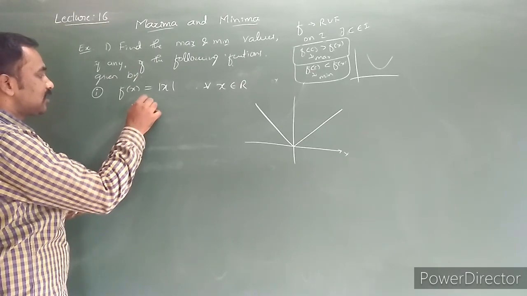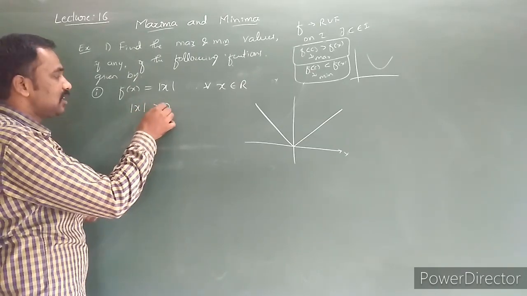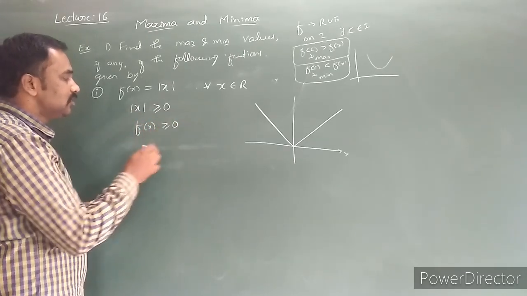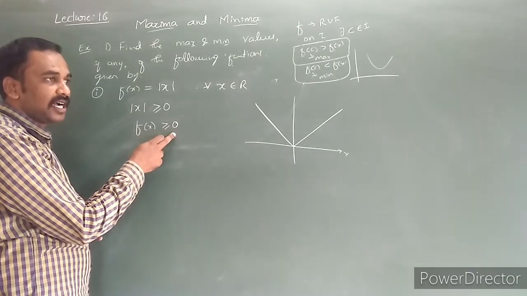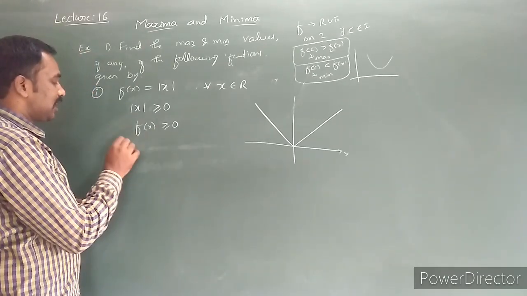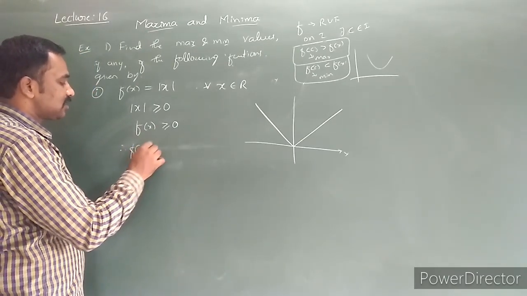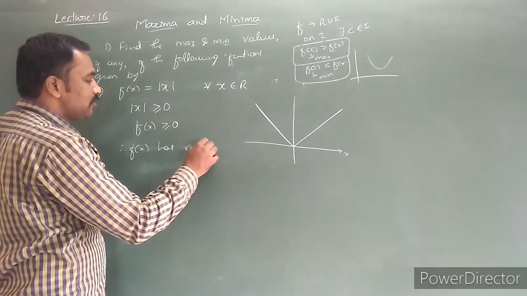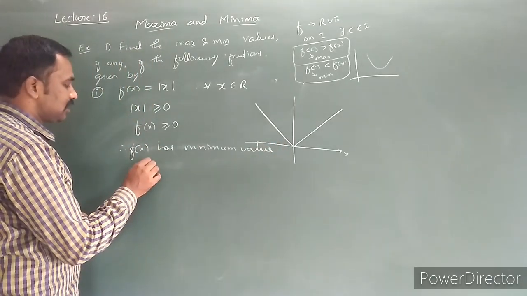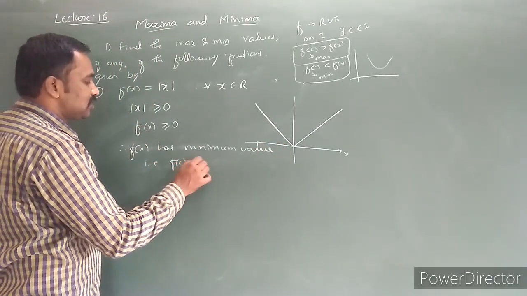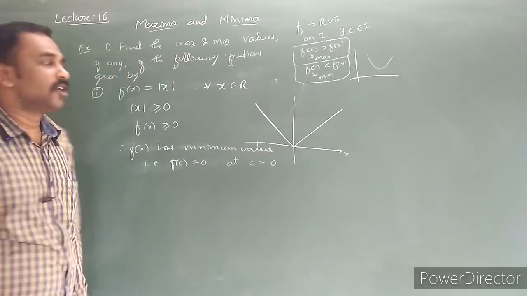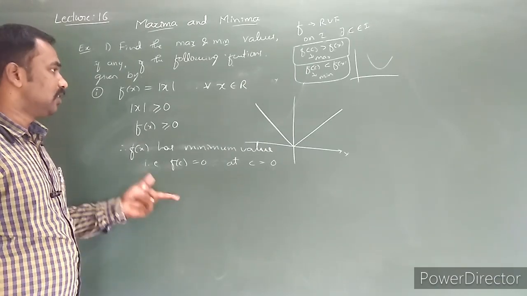How to get that one? Yes, mod of x is always greater than or equal to 0. Therefore, f of x is always greater than or equal to 0. The function value takes either 0 or more than 0. Less than 0 is not possible. Therefore, f of x has the minimum value, that is f of c is equal to 0 at c is equal to 0. C is the point of minimum.